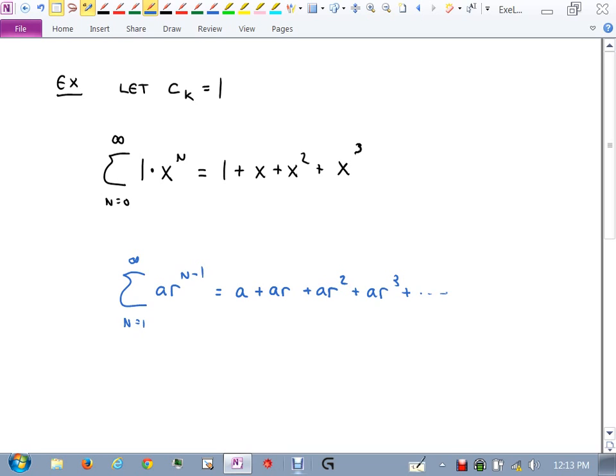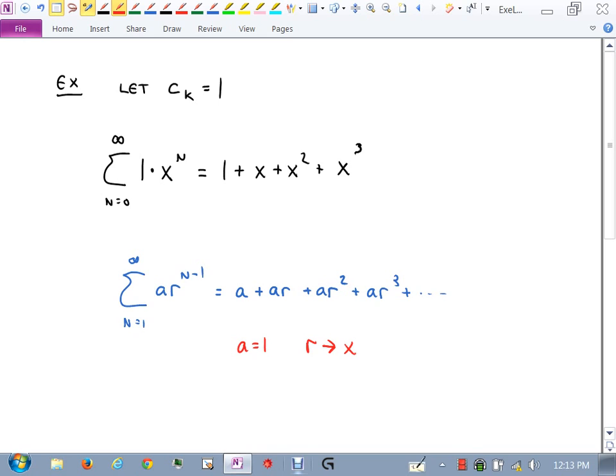Replace the a's with 1, and replace the r's with x's. If I replace a's with 1s and r's with x's, then that would be the geometric series, wouldn't it? Now, I will point this out because we will have to address things like this later. My index starting here at 1 is different than starting at 0, but notice that my power here is different than my power up there. This one's n minus 1, so it's been shifted over to compensate for that one.